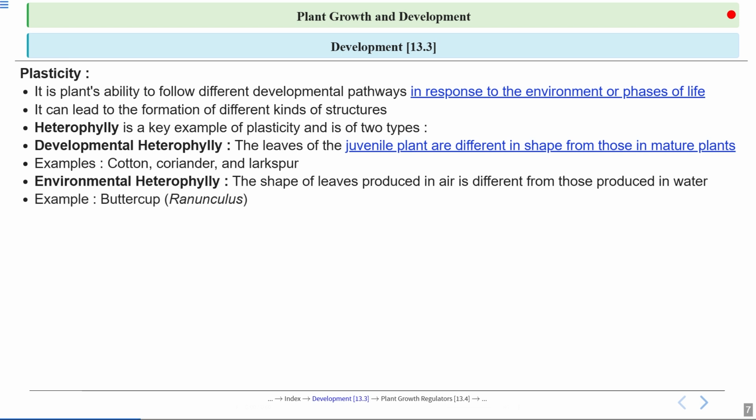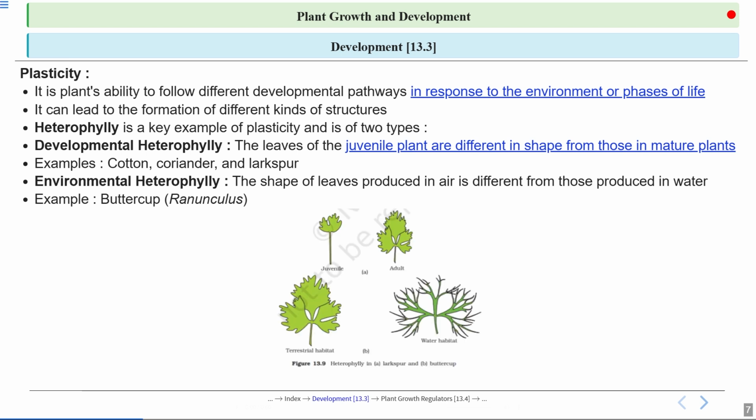Like buttercup is the best example of this. If you see the figure, the first figure, that is A1, you can see the juvenile leaf. What type of juvenile leaf it is there, and what type of leaf it forms when it becomes a mature plant. You can see the leaf structure totally changed from its juvenile stage. This is for the development heterophily.